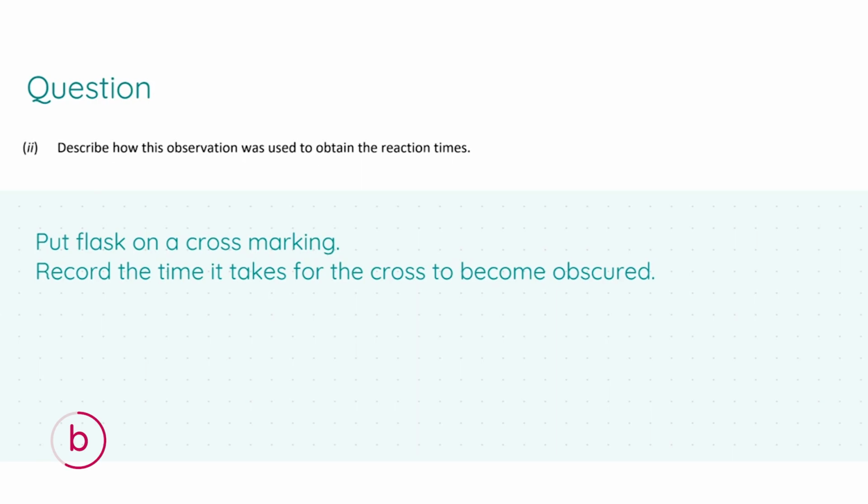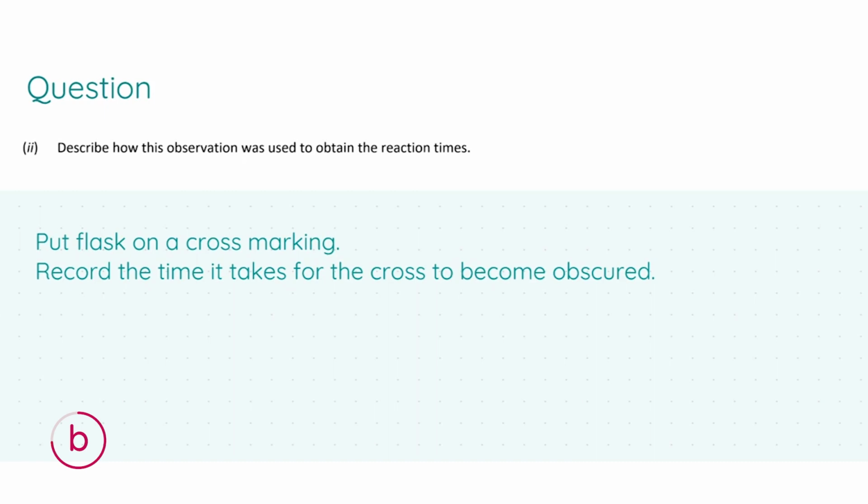And this means the cross will be invisible underneath what's in the conical flask, okay? So you have your yellow precipitate, or your pale yellow precipitate. It forms and you'll no longer be able to see the cross. So you're measuring the time that it takes for that to be obscured every time, okay?